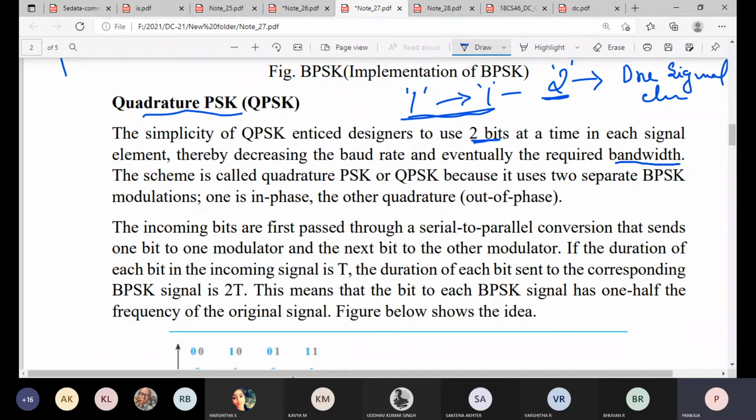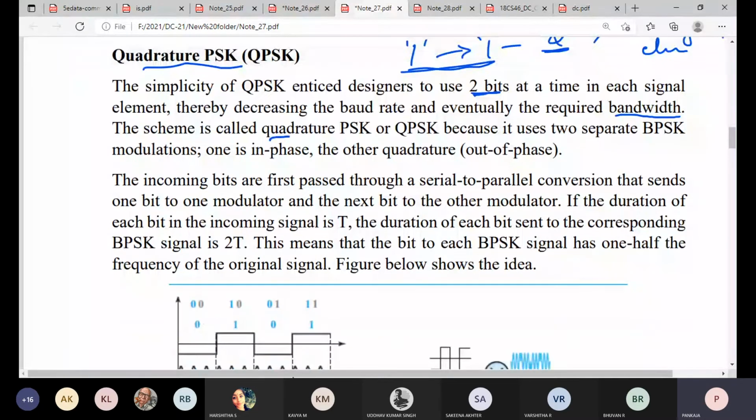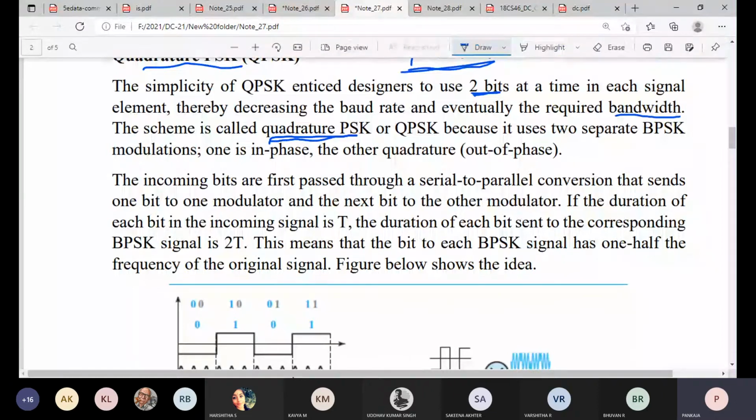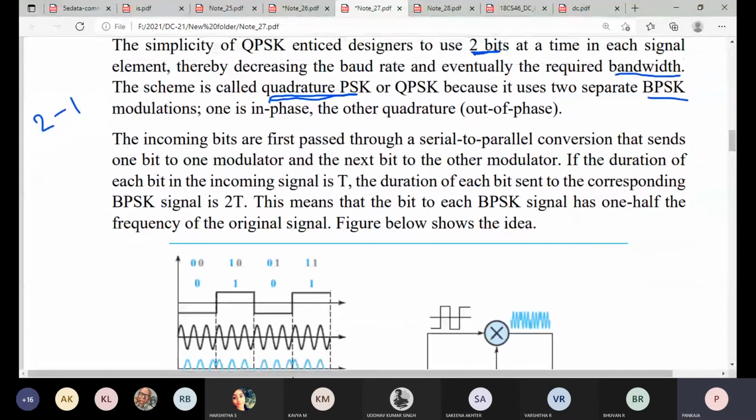So this scheme is called quadrature PSK. The data elements are carried by a smaller number of signal elements. Here 2 data elements are carried by one signal element. This concept is called QPSK. Why have we given a separate name? Because in BPSK only one data element is carried by one signal element, so it is specified with a different name.